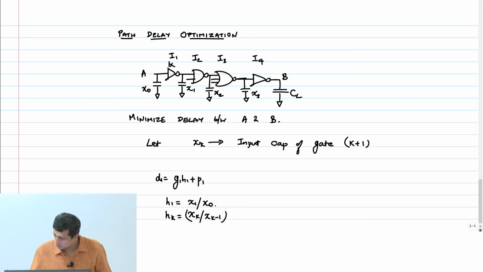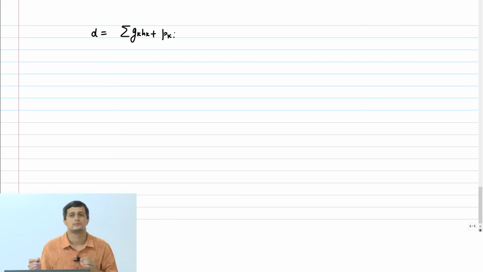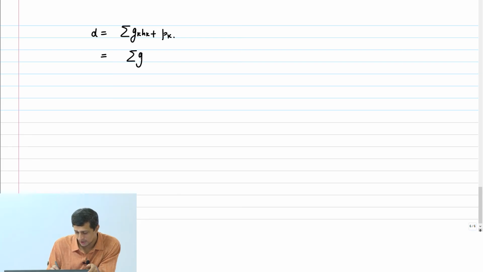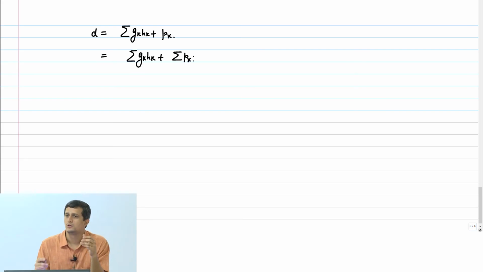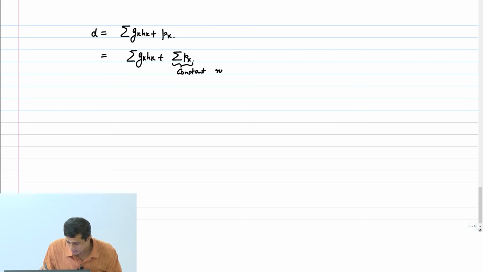Okay? So now what do I want to do? I want to find the following. The net delay is summation Gk plus Pk. So I will write this out as summation Gk plus summation Pk. Now this summation Pk is independent of my gate sizing. Parasitic delay is independent of gate sizing. So therefore this is a constant number. And I will call this the path parasitic effort.